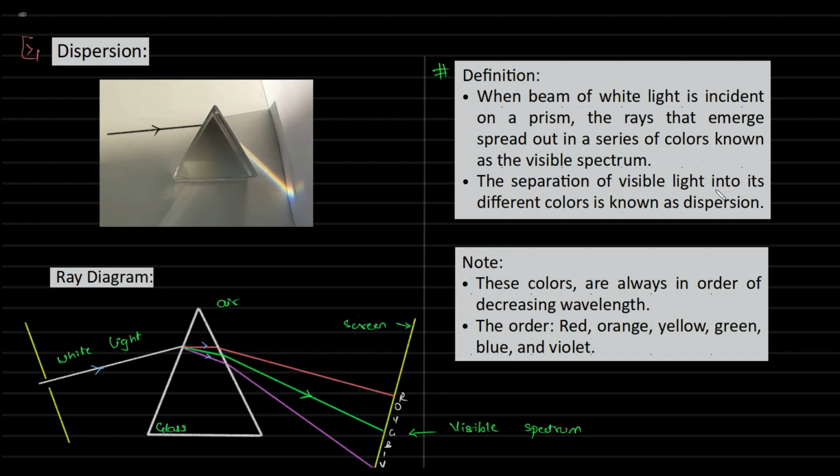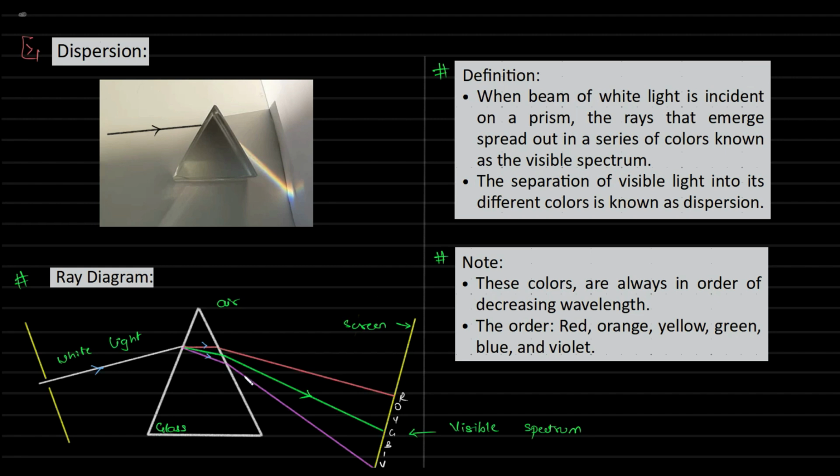The separation of visible light into its different colors is known as dispersion. A small note: these colors are always in order of decreasing wavelength, starting from red to violet. Red has the highest wavelength while violet has the lowest wavelength. So this is always in decreasing order. This is important to understand quite a few phenomena.